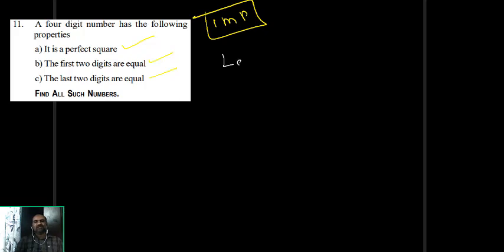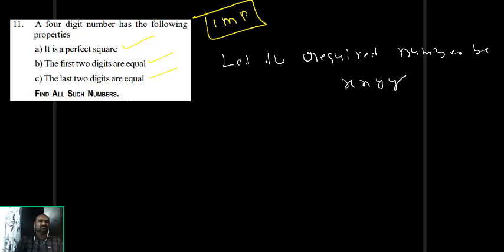So I will write: let the required number be xxyy. Obviously, no? Okay, so what happened? The last two digits are equal and the first two digits are equal, so these two conditions are satisfied by this number. Now I want to use the condition that it is a perfect square. First of all, it is a multiple of 11.